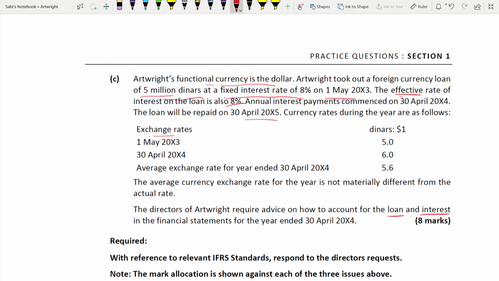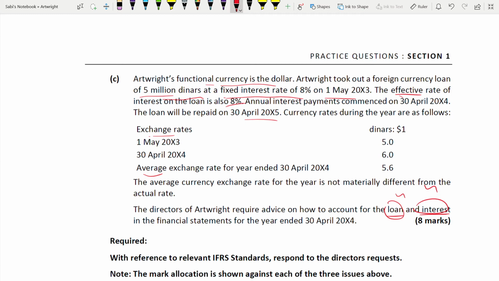Currency rates are given. First and this one. Average rate is also given. Average currency rate is not materially different from the actual rate. That means wherever you have to use actual, you can use average rate because it is not materially different. And the directors require advice. One is on loan, one is on interest. So 4 marks each. That's why you're going to get the 8 marks. Okay.